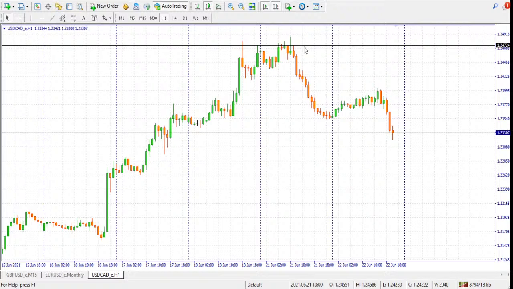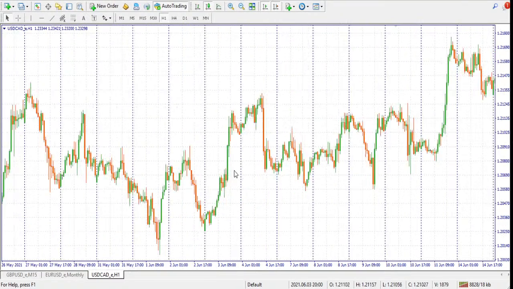When you have your level like this and the price comes to it, you see some long tails, you see indecision candles, and these candles with long tails are known as pin bar candles. They show you rejection. There's a strong rejection from this level. If the price gets to this level in the future, we're likely going to see a reversal from it. So this becomes your good place to look for a sell from.